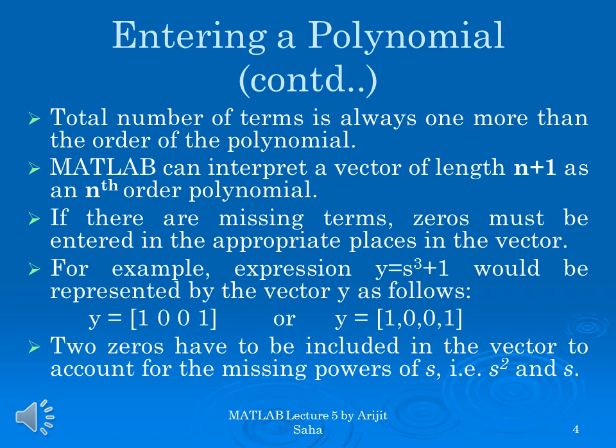We have to keep in mind the total number of terms is always one more than the order of the polynomial. MATLAB can interpret a vector of length n plus 1 as an nth order polynomial. If there are missing terms, zeros must be entered in appropriate places in the vector. For example, the expression y equal to s cube plus 1 would be represented by the vector y equal to [1 0 0 1]. The 0, 0 is for the s square and s terms. It can also be represented as y equal to [1, 0, 0, 1]. Both bear the same meaning for MATLAB. Two zeros have to be included in the vector.